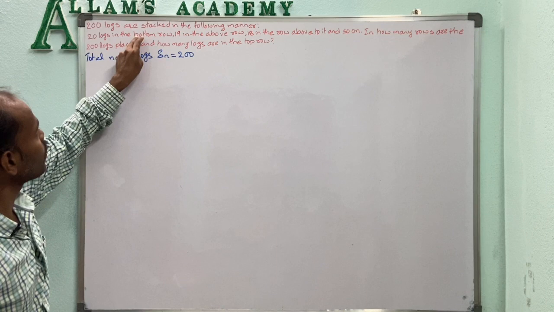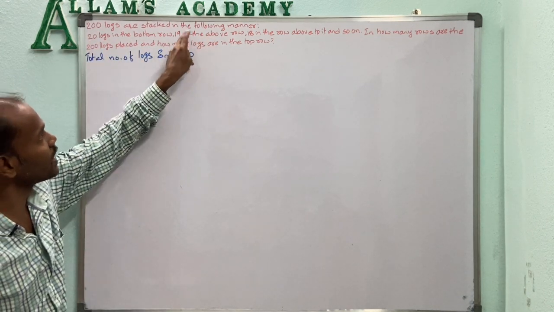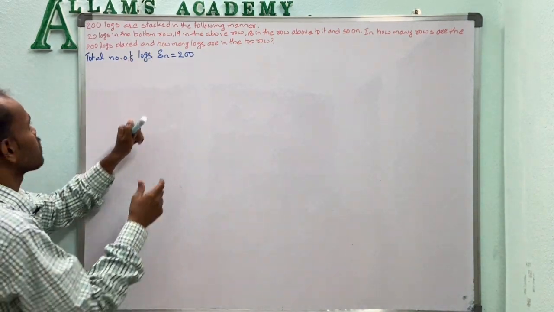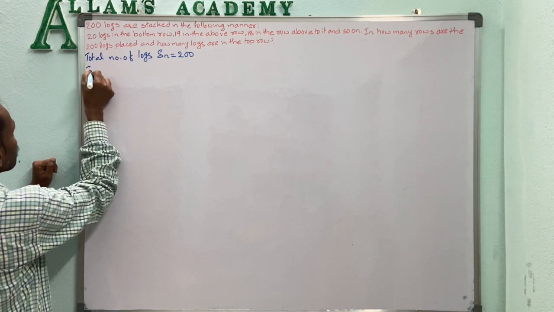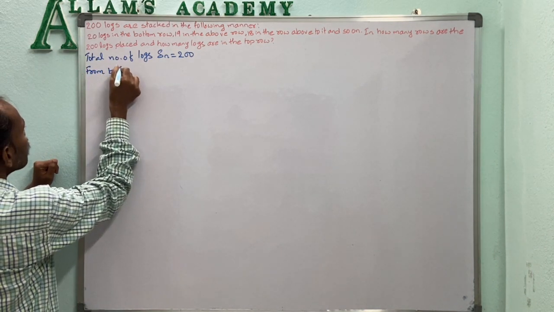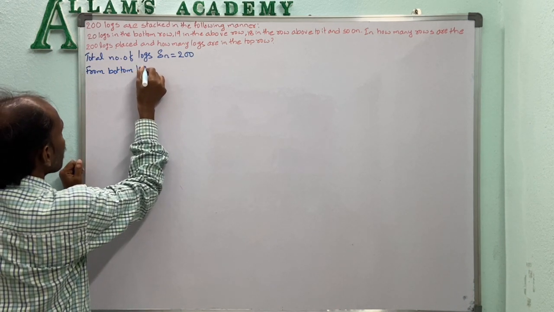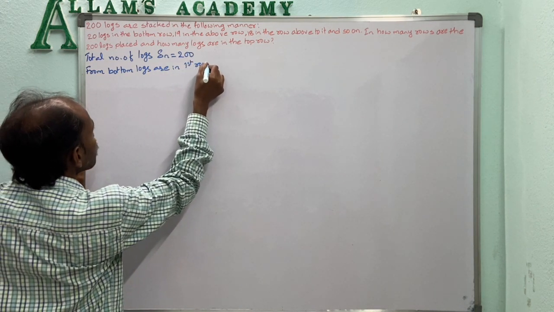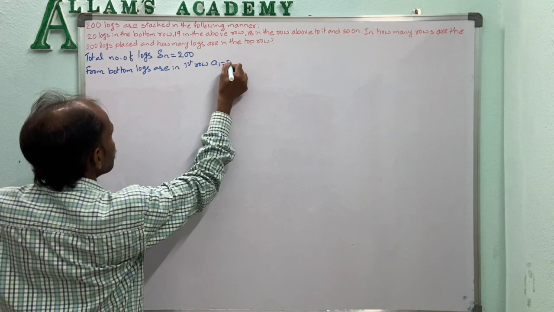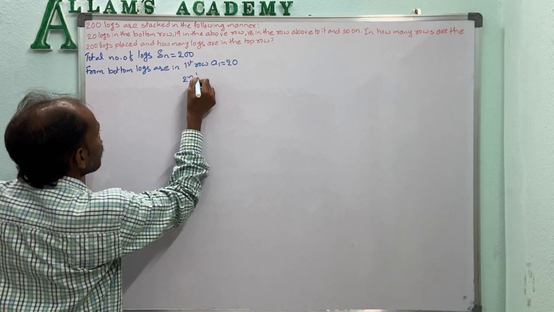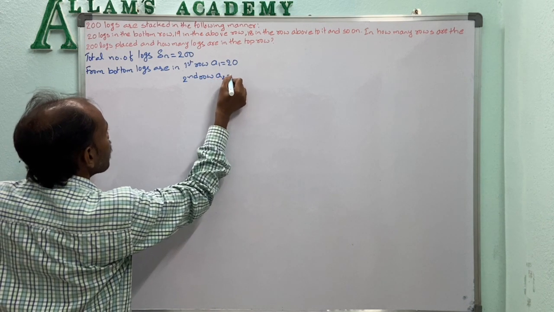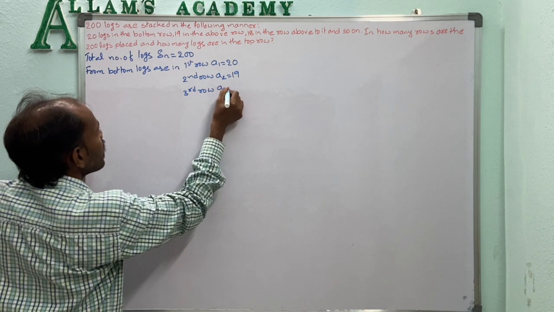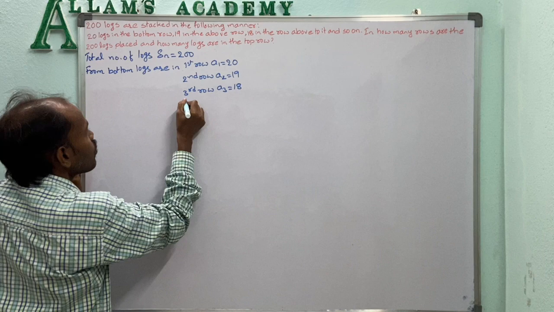In the bottom row there are 20 logs, in the row above there are 19, and in the one above that there are 18. That means from the bottom, the first row has 20 logs, that is A1 equal to 20, in the second row A2 equal to 19, and in the third row A3 equal to 18, and so on.